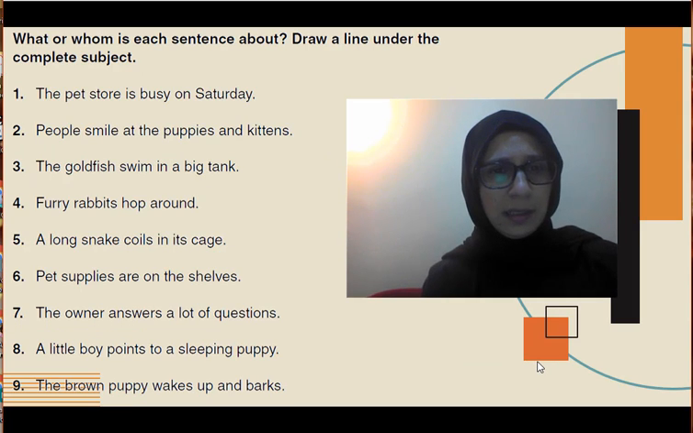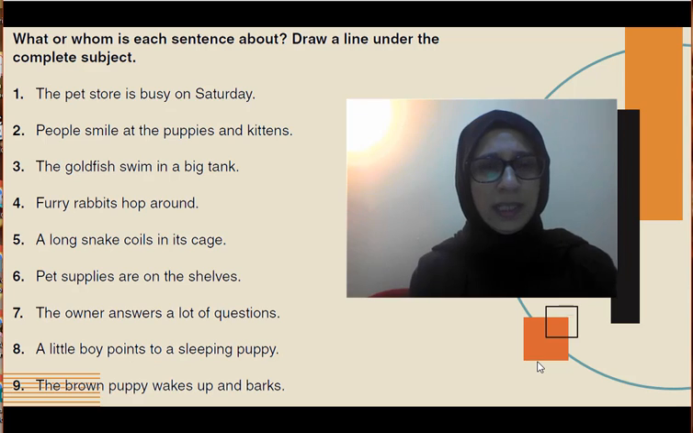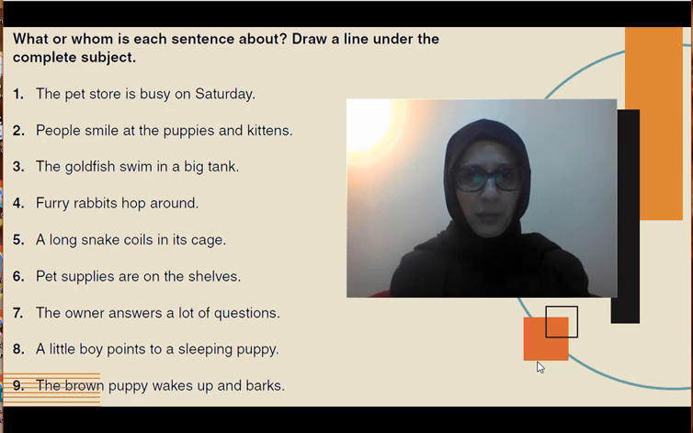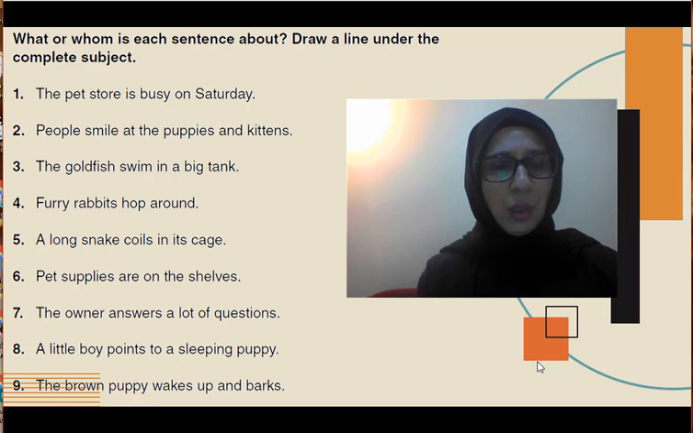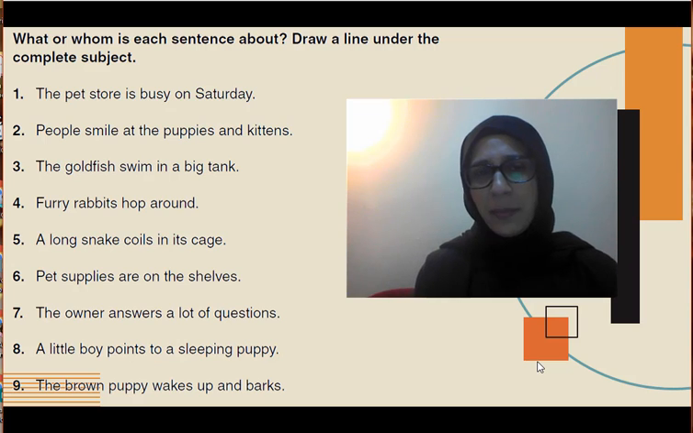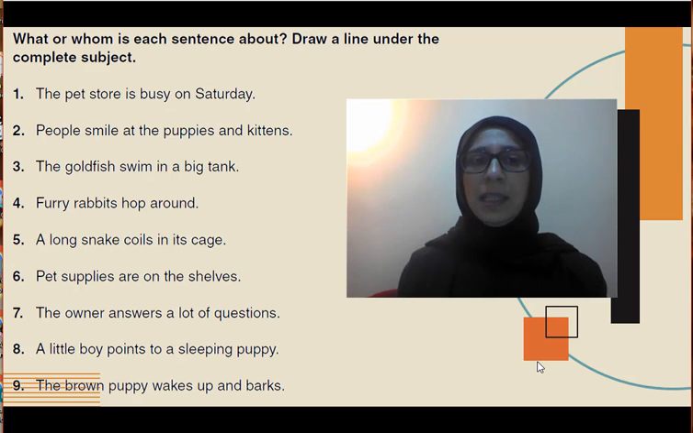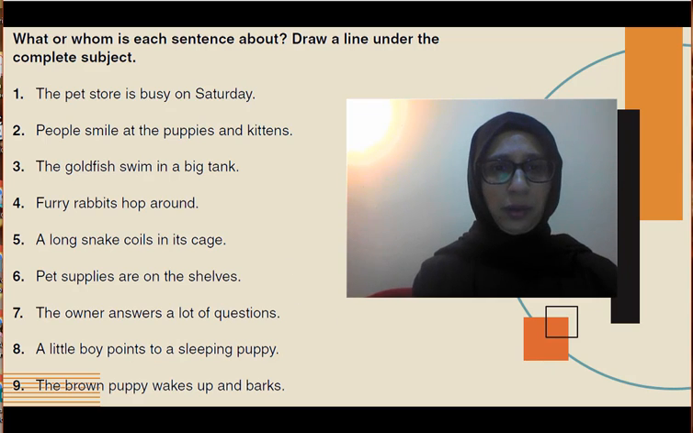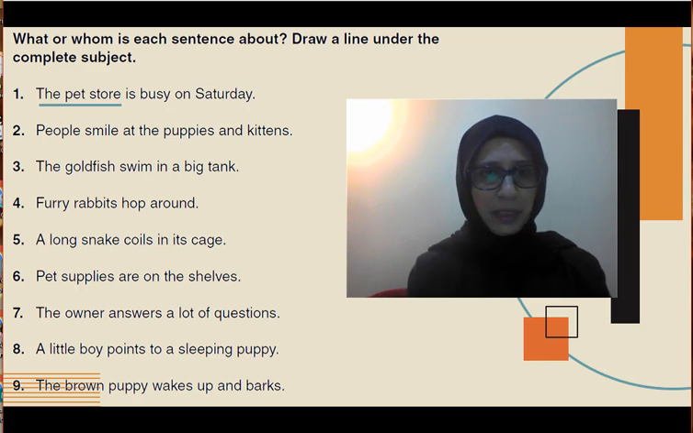So let's practice. What or whom is each sentence about? Draw a line under the complete subject. The pet store is busy on Saturday. So what is this sentence about? Yes, it is in the beginning of the sentence. It is about the pet store. So I should underline the pet store.